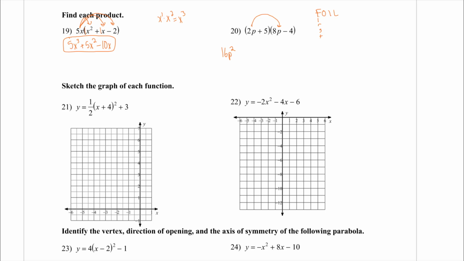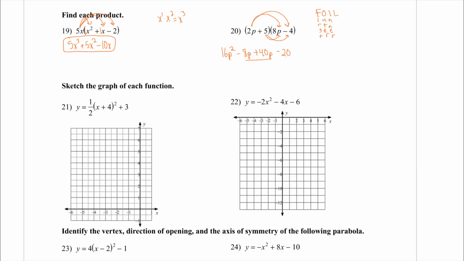And then you want to also do 2p times negative 4, which those two terms are the outer terms. If you think this is the outside and this is the inside, the ones closer to each other are inside. So 2p times negative 4 is negative 8p. And then you want to do the inner terms, which is the 5 times the 8p. If you're thinking of the distributive property, we essentially have distributed the 2p and now we're distributing the 5. So 5 times 8p is 40p. And then 5 times negative 4 is negative 20.